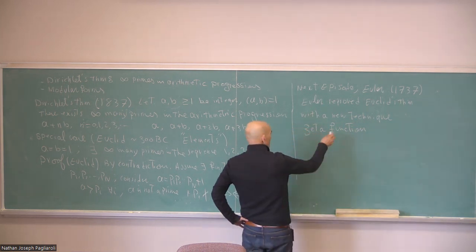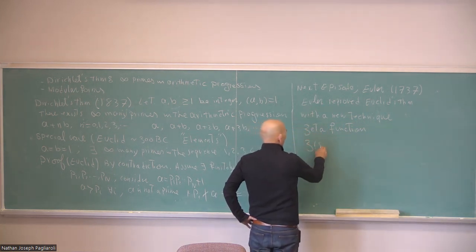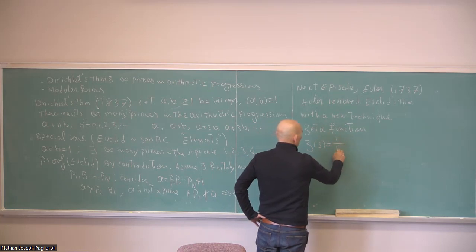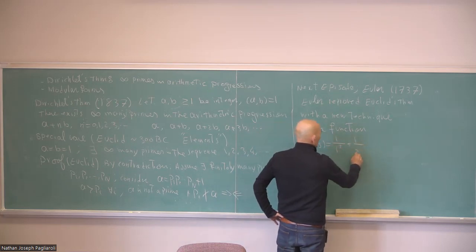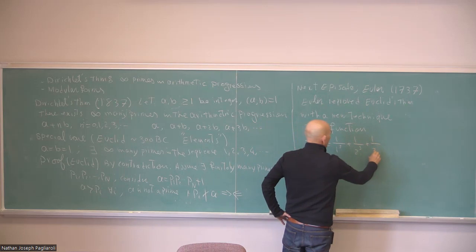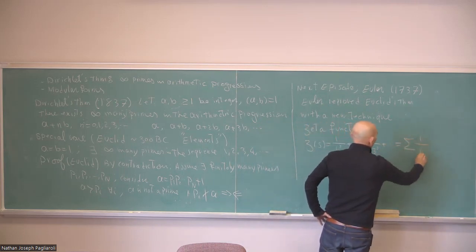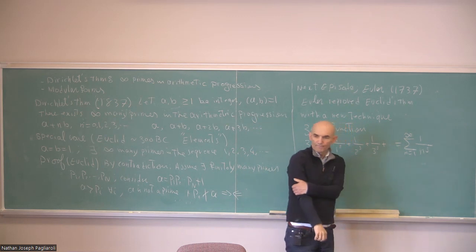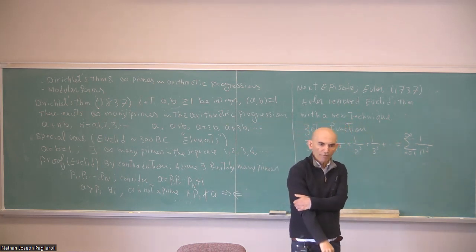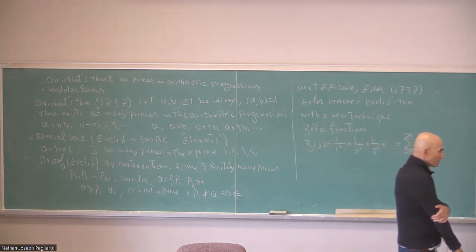But universally we denote it by zeta of s, which is equal to 1 over 1 to the s plus 1 over 2 to the s plus 1 over 3 to the s, which we can just write as the sum of 1 over n to the s, from n equals 1 to infinity, right? That's the zeta function of Euler.